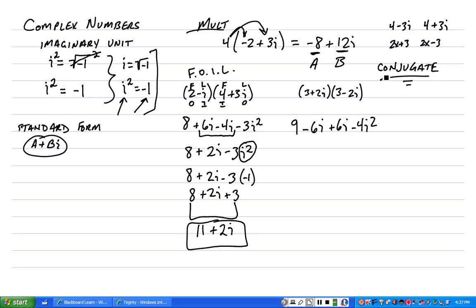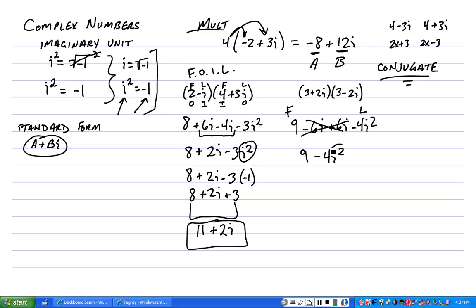Now, what we notice with conjugates is, if you look here, our outside and our inside terms, because the binomials we started with were the exact same with opposite signs in the middle, our outside and inside terms end up being the exact same with opposite signs. So what they end up doing is canceling each other out. Okay, so now you're really just left with what you got when you said first times first and last times last. So you bring down your 9 and your minus 4i squared.